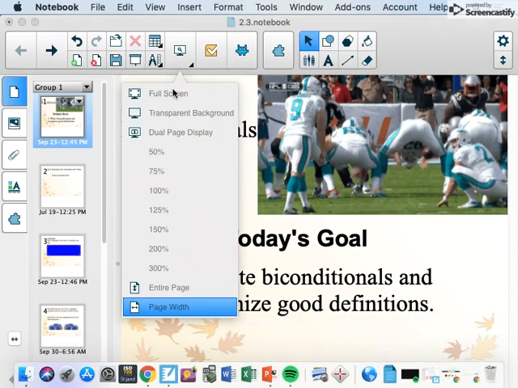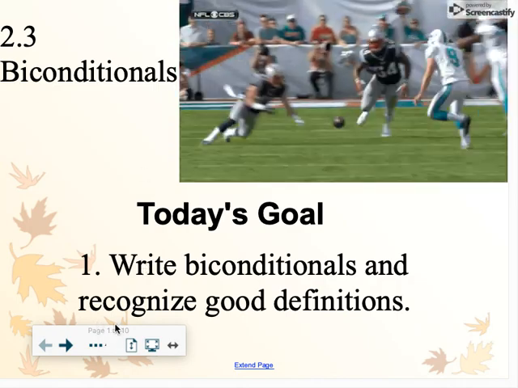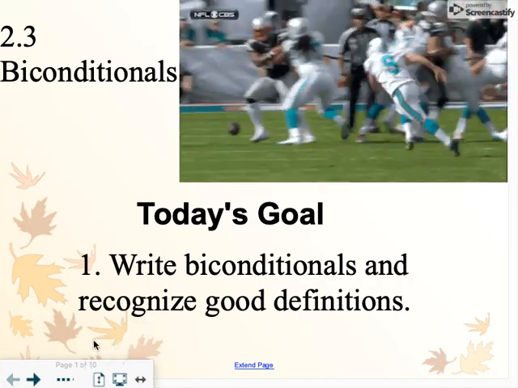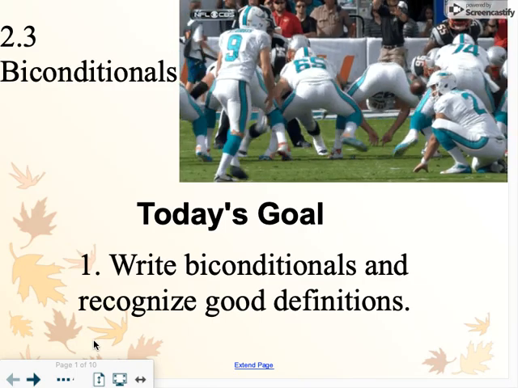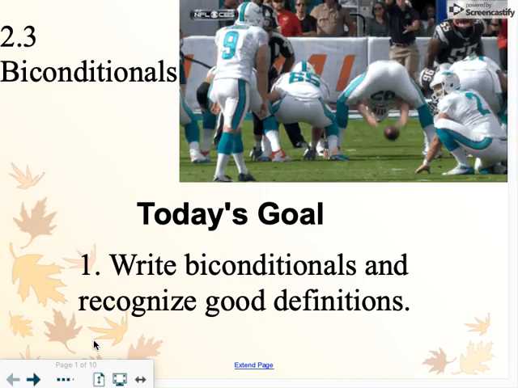Hello class and welcome to today's lesson 2.3. Today we're going to talk about biconditionals and what those are. So today's goal is that you'll be able to write biconditionals and recognize a good definition.